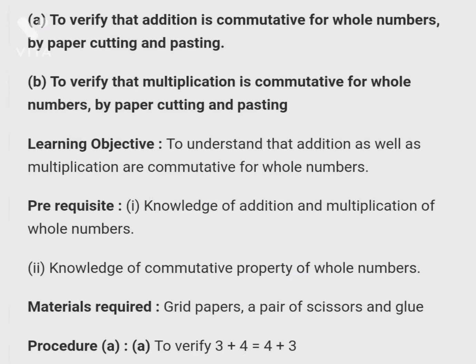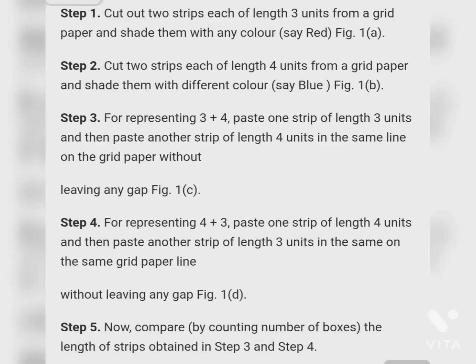Now let's start the next activity: to verify that addition is commutative for whole numbers by paper cutting and pasting, and to verify that multiplication is commutative for whole numbers by paper cutting and pasting. Learning objective, prerequisite, material required are mentioned. Steps are mentioned here.